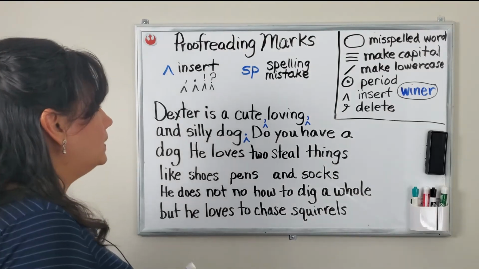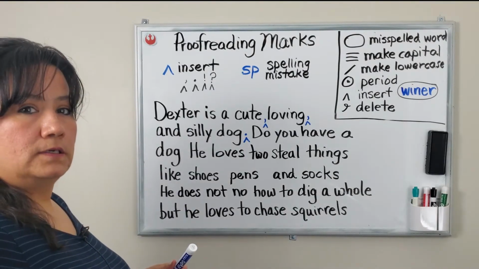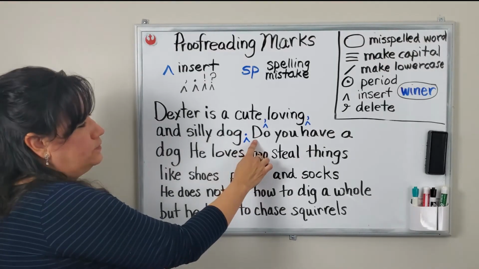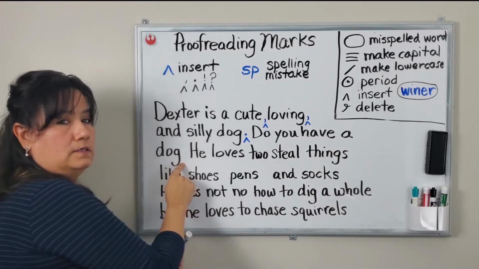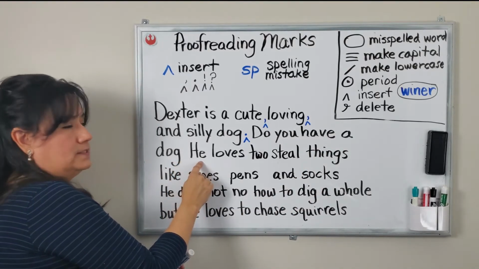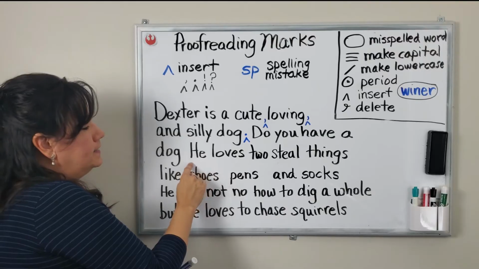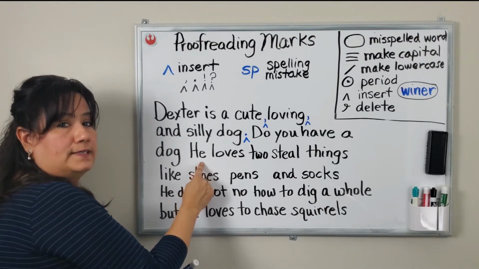So let's go back. Do you have a dog? So I see that we're asking a question right here. Do you have a dog? So we are missing, and this gives us a big clue. Did you catch this? This is telling us this is the beginning of the next sentence.